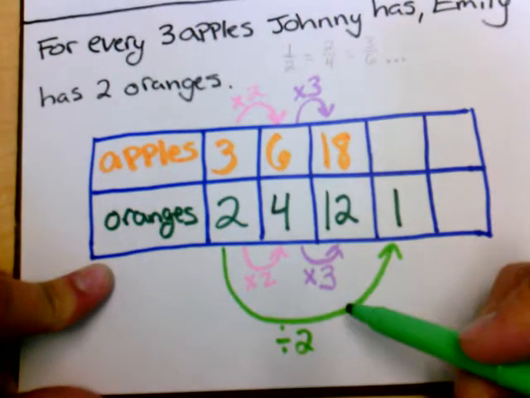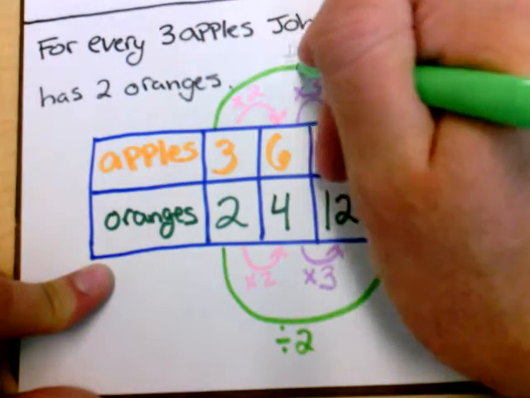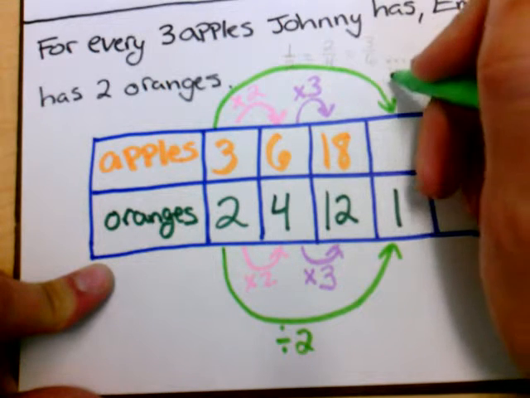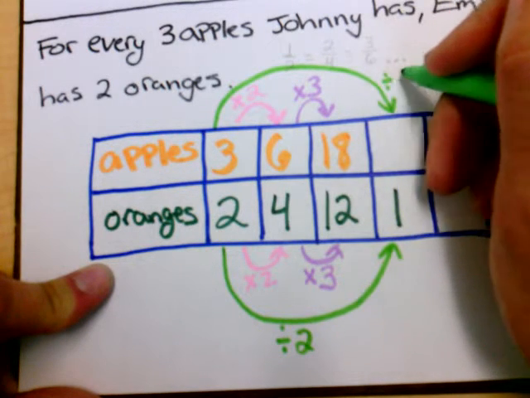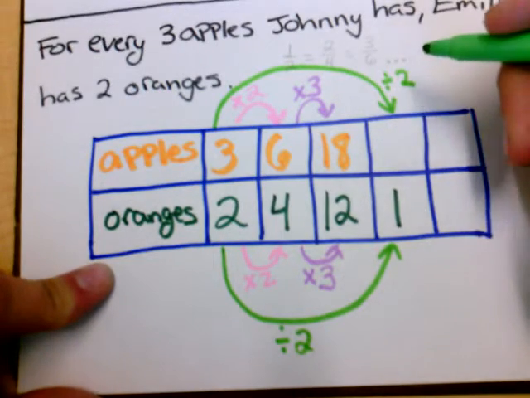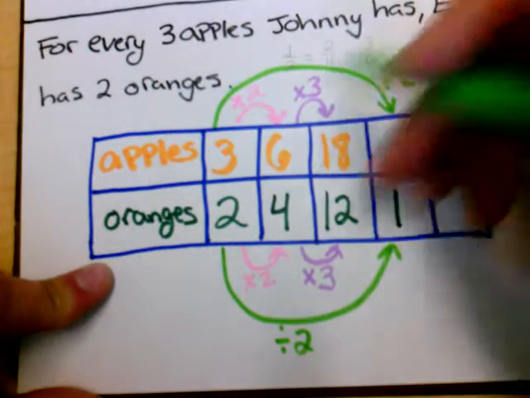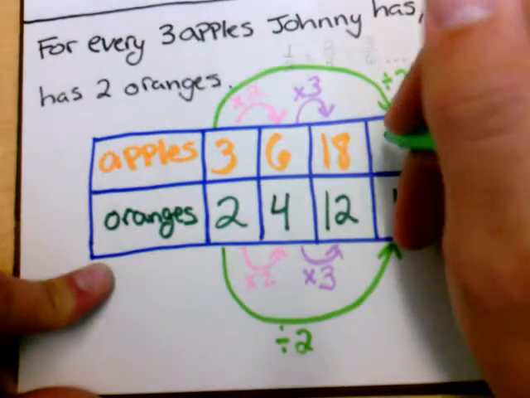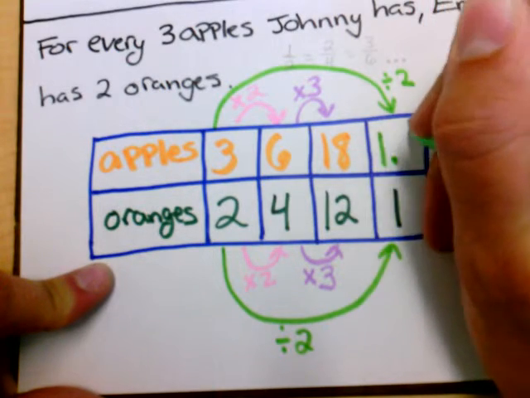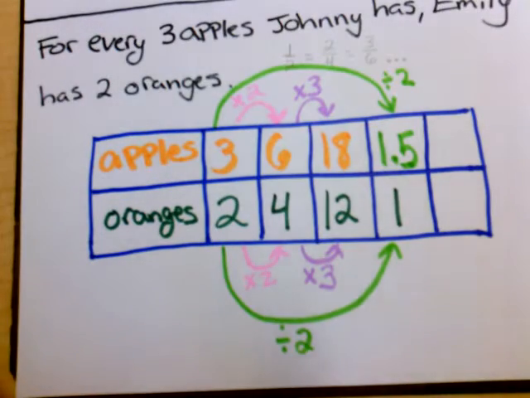Once again, if I divide on the bottom, I have to divide on top. And we're going to go around these other numbers here. Draw my arrow. And I divide by 2. 3 divided by 2. Now, we have to think about this. 3 divided by 2. Okay, it's going to be a decimal because 2 doesn't go into 3 evenly. It's going to end up being 1.5 or 1 1/2. So Johnny has 1 apple and he has half of another apple. Maybe he got hungry or something.